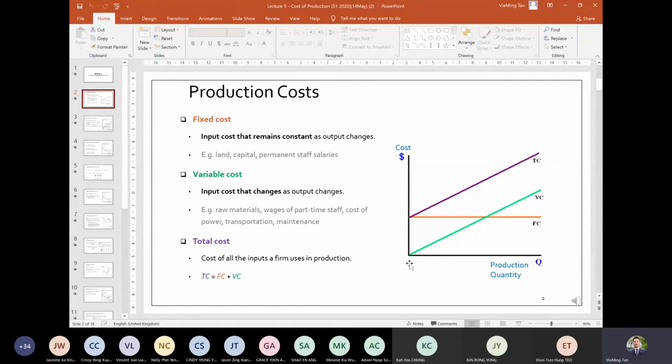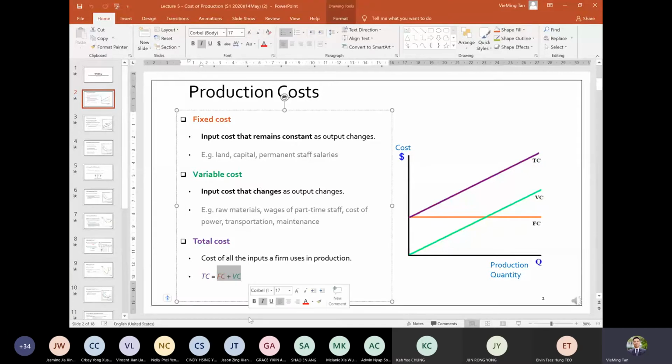So you may find that variable cost is an upward sloping curve, right? So that means when output increases, the variable cost also increases. So there is a positive relationship between the quantity of output and the variable cost. Okay, it's a positive curve. So if you sum up the variable cost and the fixed cost, you'll get the total cost. Okay, total cost is the sum of fixed cost and variable cost.